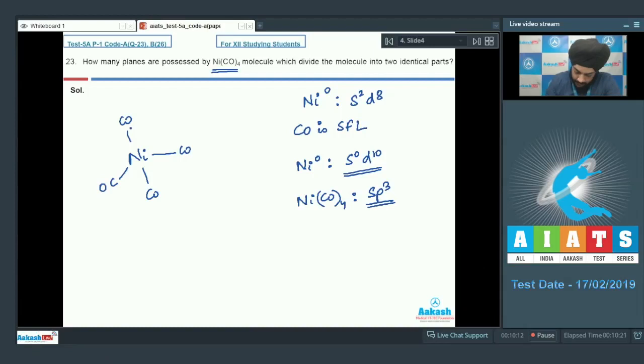Now if we talk about the number of planes of symmetry in NiCO4, the plane of symmetry shall pass through any two CO molecules. So we have 4 CO molecules, and out of that we have to select any two, which will give us a value of 4C2, and that shall come out to be equal to 6. Students, for this question we have to mark the answer as 6. Let us look at the next question.